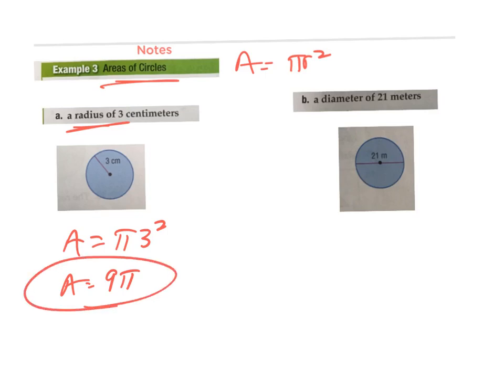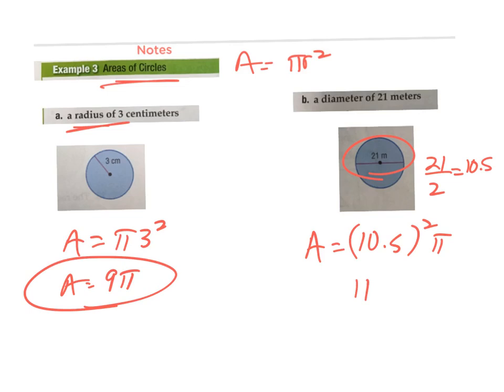Now this next problem has the diameter. So we have to find the radius. Well, to find the radius, we have to cut the diameter in half. So I'm going to divide by 2, which will give me 10.5. And once I have the radius, I can substitute in: area equals 10.5 squared times pi. So when we square that, we're going to get 110.25, and I'm going to leave the pi as part of my answer.